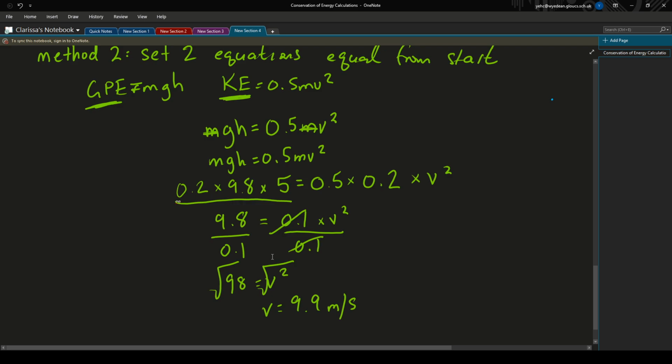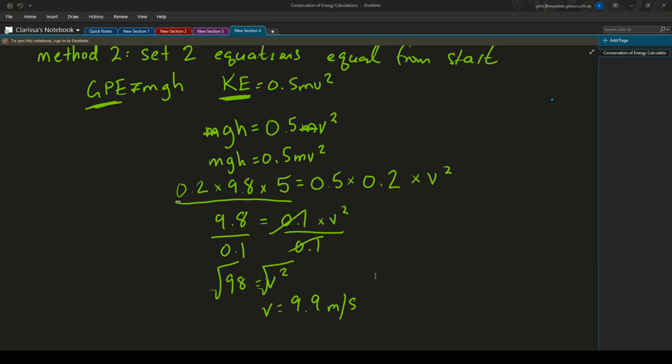So it's the same exact thing, the two methods. The only difference is that rather than doing one equation at a time, you're just setting them equal to each other and doing both equations at the same time, doing it all in one go. So pick whichever method that you prefer. It doesn't matter, both will get you full marks. It's just whatever you feel comfortable doing, whatever you understand better.